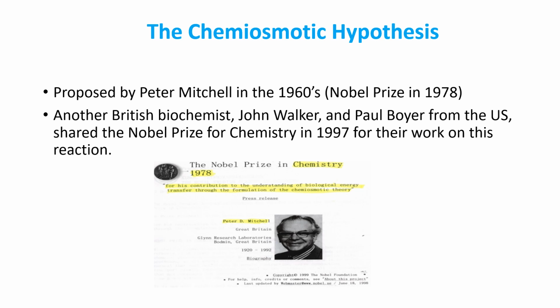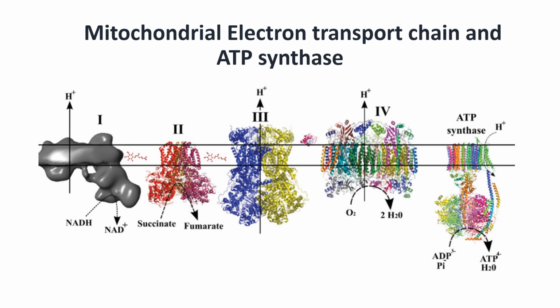The chemiosmotic theory proposes the synthesis of ATP by the proton motive force. This theory was proposed by Peter Mitchell in the 1960s, and he got the Nobel Prize in 1978. The British biochemist John Walker and Paul Boyer from the US shared the Nobel Prize for Chemistry in 1997 for their work on this reaction of ATP synthesis. We will see the complete chemiosmotic theory in the coming slides.